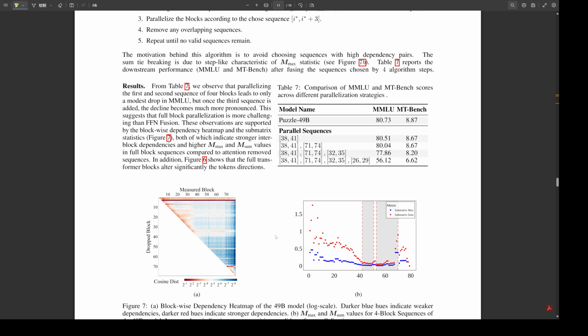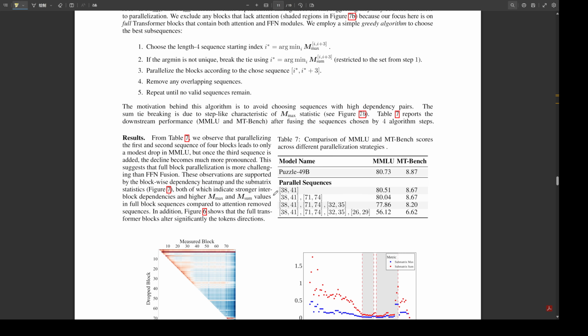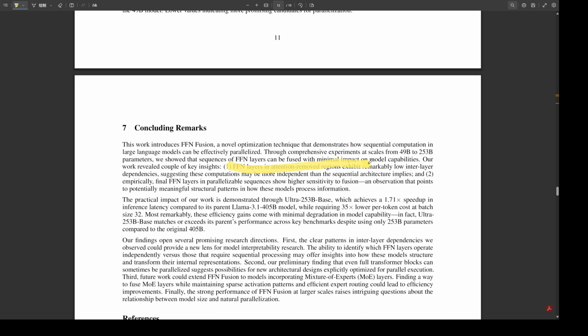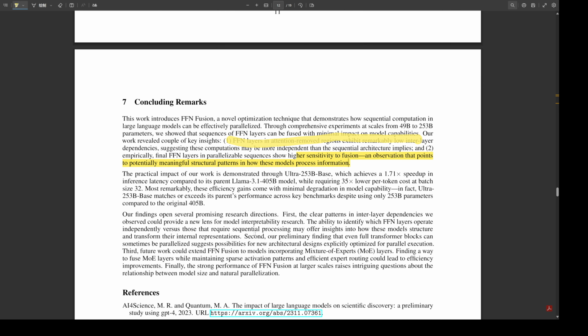So to wrap things up, what are the big takeaways from this research? What are the most important things that the authors want us to remember? The key takeaways are highlighted in the concluding remarks. First, they found that there's surprisingly little dependency between FFN layers in certain parts of the network, which is what makes FFN Fusion possible. Exactly. And second, they found that the last FFN layer in a sequence is particularly sensitive to fusion, so handle with care. And overall, they've shown that you can challenge this assumption that LLMs have to process information sequentially. You can introduce a lot more parallelism without sacrificing performance. And that's a big deal.